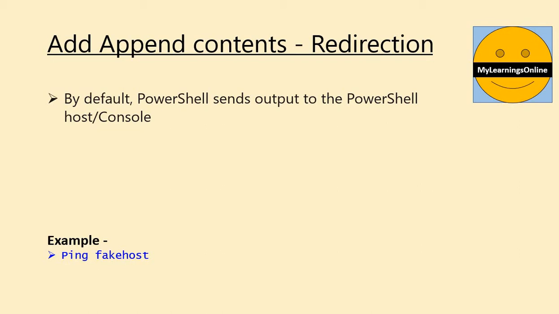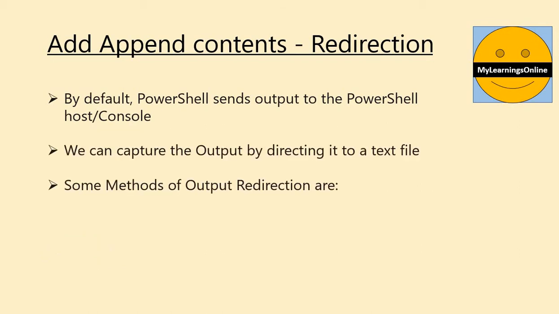In this example, we are trying to run a command and you can see we are getting output on console directly. Sometimes we may have some cases where we would like to capture the output so that we can refer to it at a later time. We can capture the output by directing it to a file. The file may have any extension, like it may be a text file or it may be a CSV file or any other format. We will discuss some common methods of output redirection in coming slides.